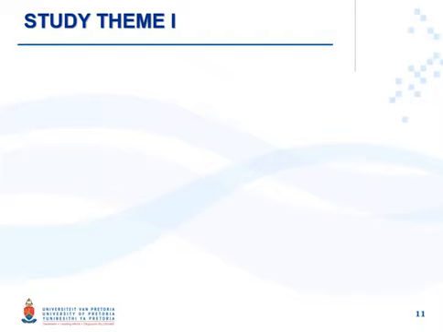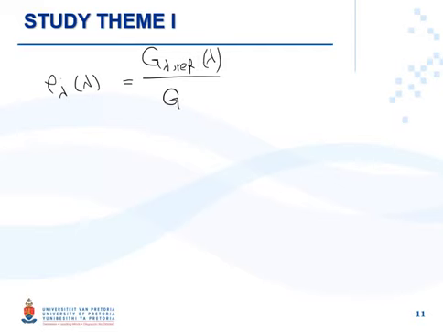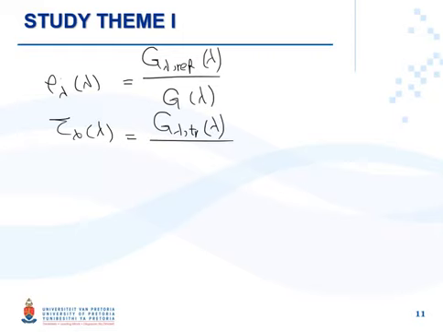For reflectivity, we have rho lambda equal to G lambda reflected divided by G lambda. We can also do the same for transmissivity. Tau lambda is equal to G lambda transmitted divided by G lambda.